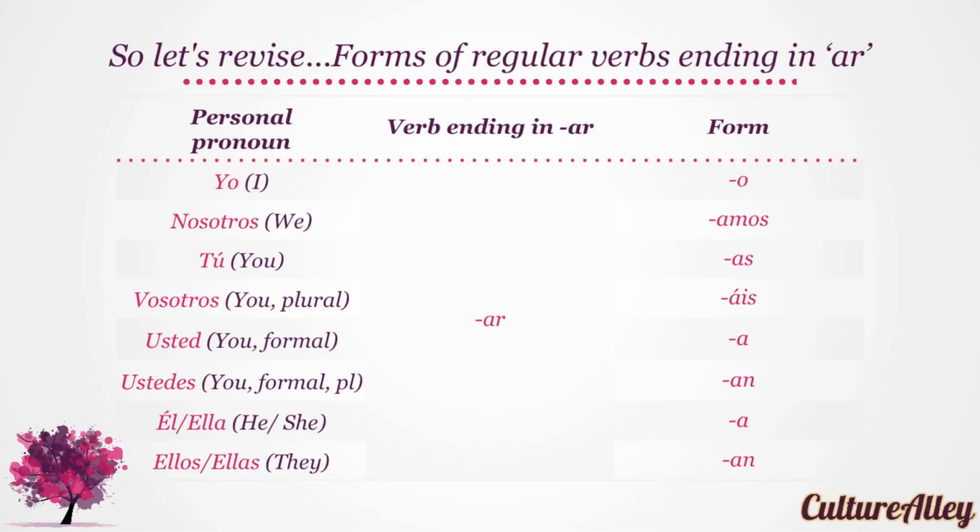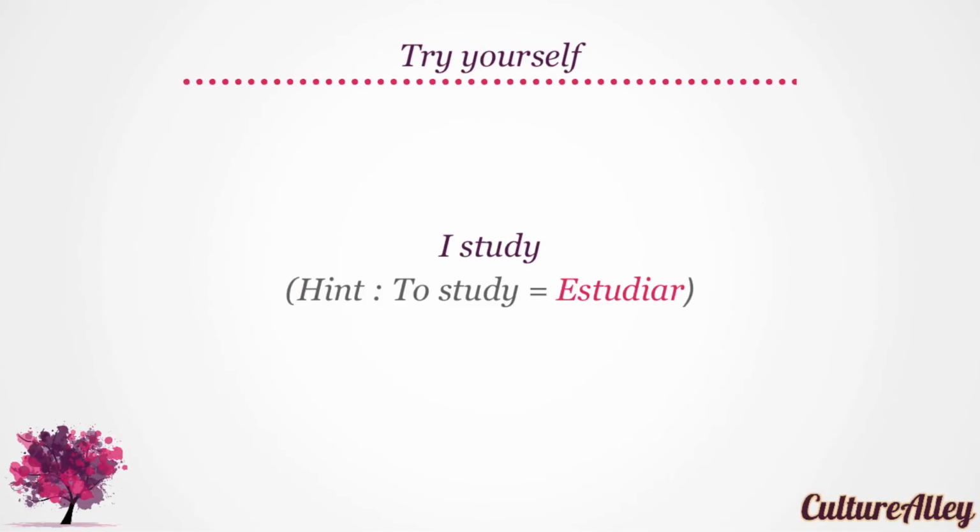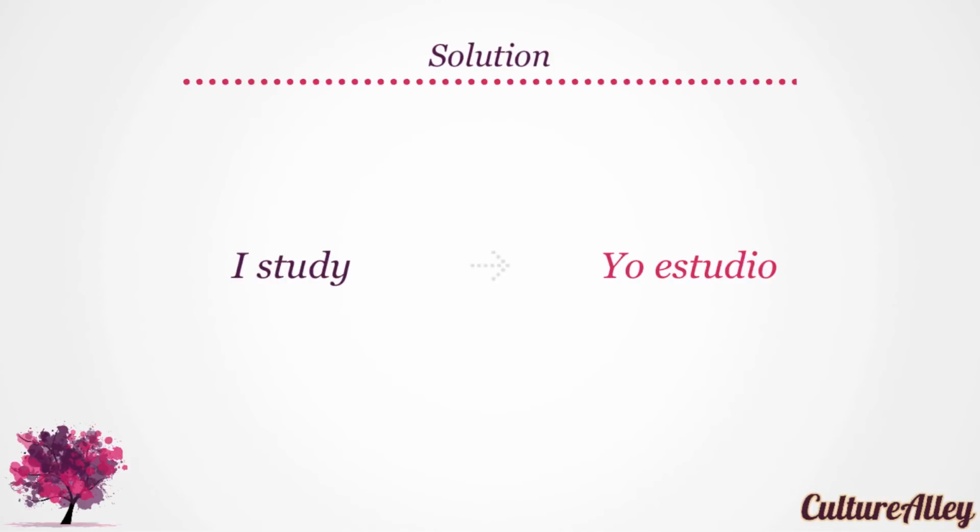Similarly, as we saw in third person singular, that is él or ella, the ending AR becomes A. And for ellos or ellas, it becomes AN. All right, time to practice. Try translating I study, where the verb to study translates to estudiar. I study translates to yo estudio.